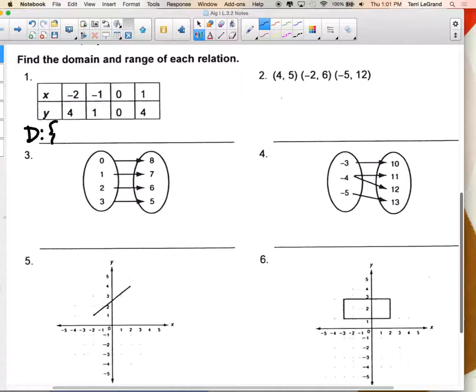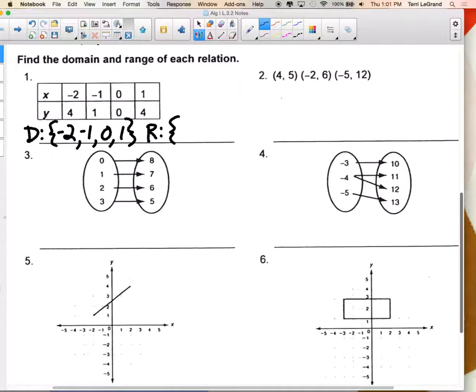Capital D, set notation. What's it going to start with? -2. Followed by? -1. 0. 1. Okay. There's no repeats going on in that one. It was already in order from least to greatest. That was pretty easy to do.